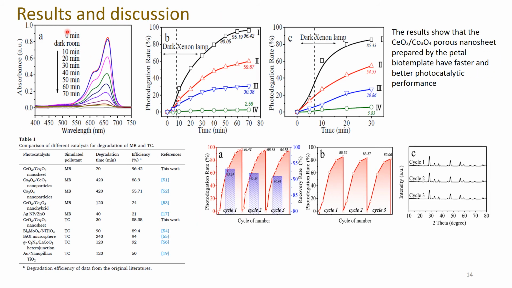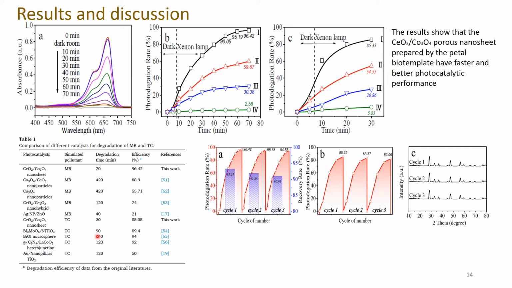And this result shows that the cerium oxide cobalt tetroxide nanoseed prepared by the petal biotemplate has faster and better photocatalytic performance. We can see this one is for methylene blue degradation, with very high performance, 96 point something in 70 minutes. And this is TC, where the sample with biotemplate has very high performance, 85 point something, compared to the other preparations.